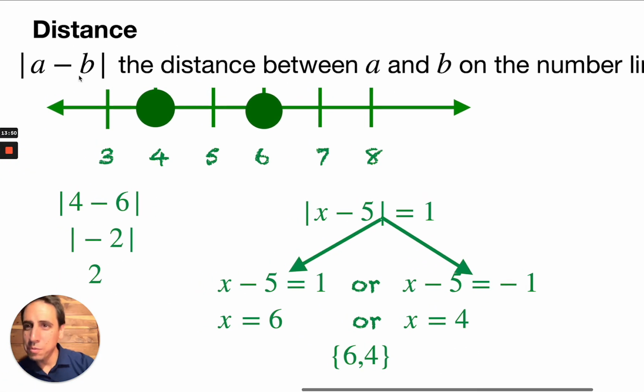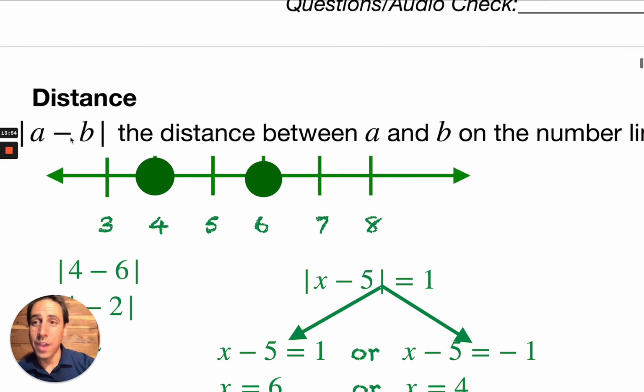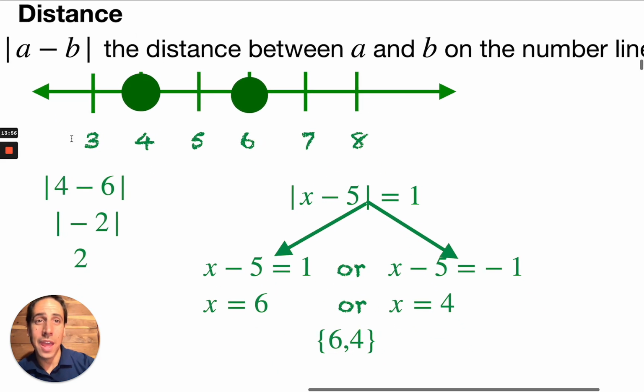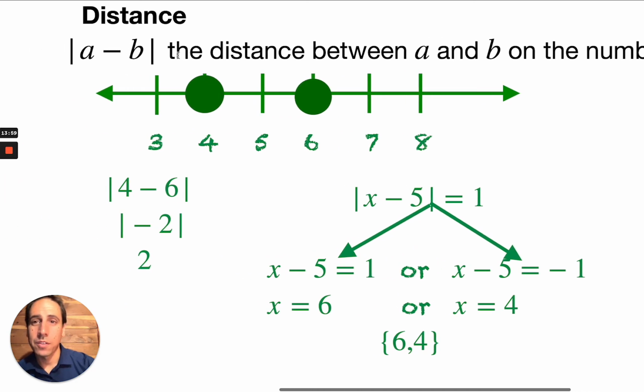Absolute value can also be used like this. The absolute value of a minus b is the distance between a and b on the number line. So what is the distance between 4 and 6? Well, you can put them in here, and you get 4 minus 6, and that equals negative 2. You take the absolute value, and then the answer is 2. And you can even count it right here. Of course, it's a little bit easier just to count this. There's 1 distance, 2 distance.